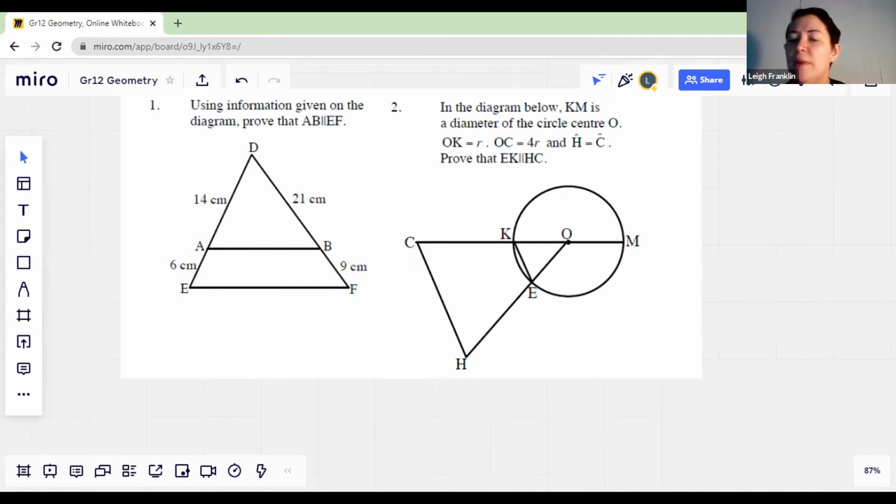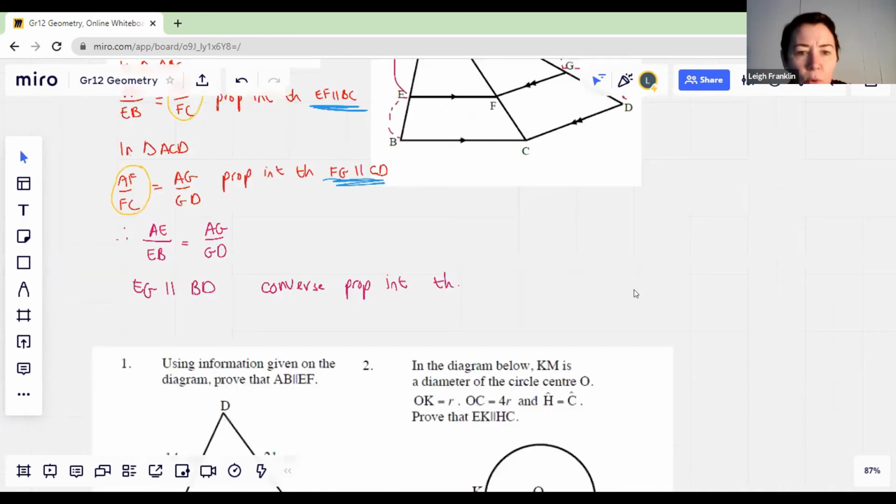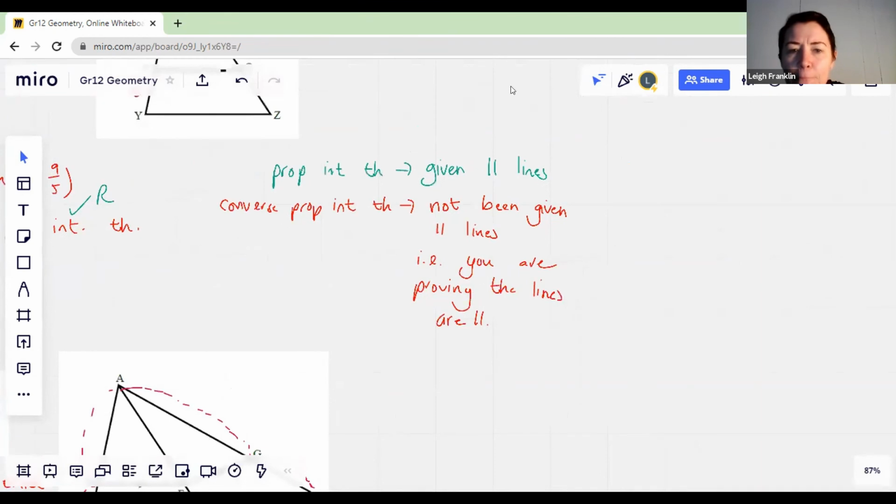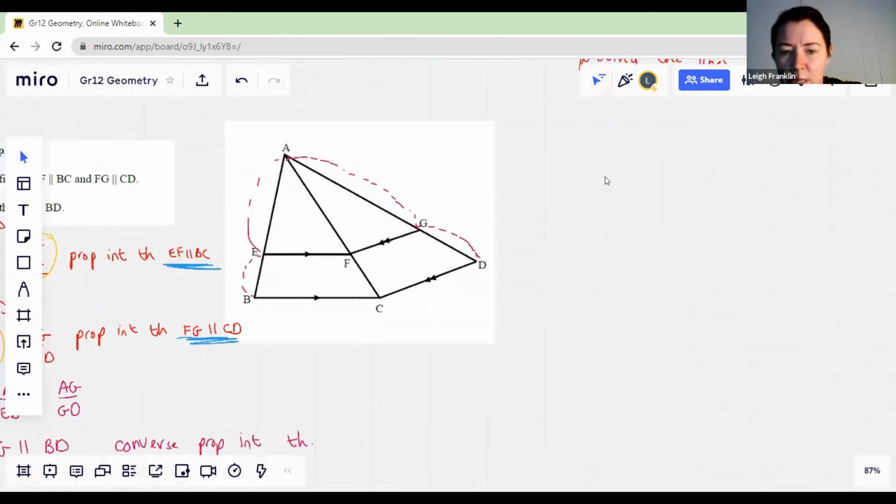Neo, have you been given the parallel lines? There we go. Okay, look at what Hamed said. Neo, you have not been given the parallel lines. Okay, so it's fine, it's cool, it's no problem, that's why we're all here. So this is what we were talking about earlier. It's fine, my girl, you don't have to apologize. When we've been given the parallel lines, that's when we're going to use proportionality intercept theorem. When we have not been given the parallel lines, that's when we're going to use converse proportionality intercept theorem.